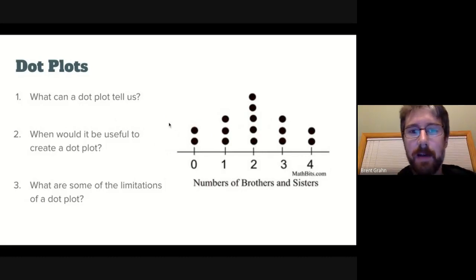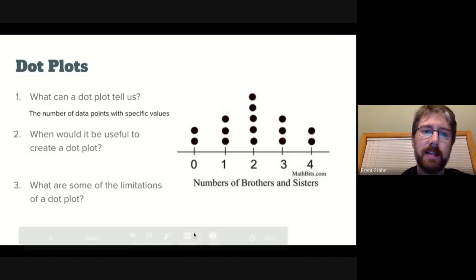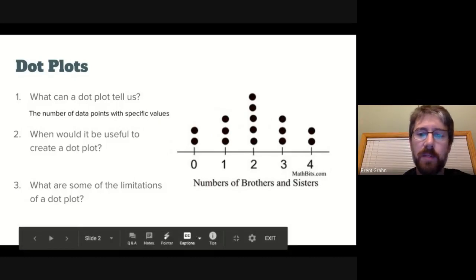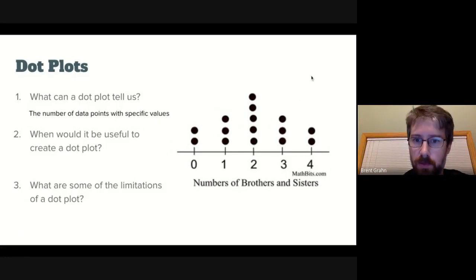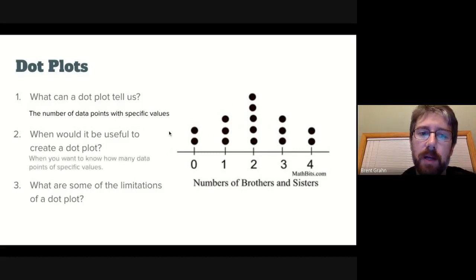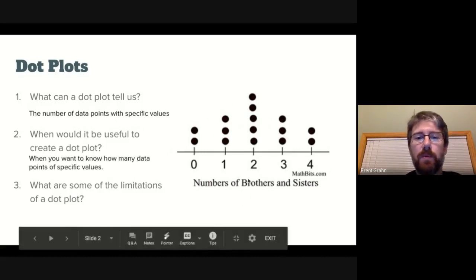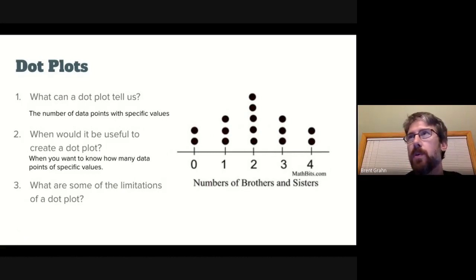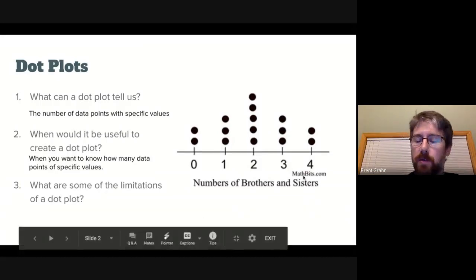All right, so what does the dot plot tell us? It tells us the number of data points with specific values, right? So where could it be useful to create a dot plot? I would say this is when we want to know how many points have a specific value, when we're working with smaller data sets with repeated values, and we want a visual representation.